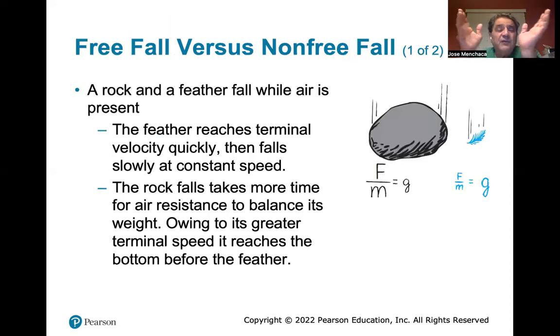Okay, a rock and a feather. Now, you've seen this demonstration, and I'll include it again in the canvas. A rock and a feather fall while air is present. The feather reaches terminal velocity quickly, then falls slowly at a constant speed. The rock's fall takes more time for air resistance to balance its weight. Owing to its greater terminal speed, it reaches the bottom before the feather.